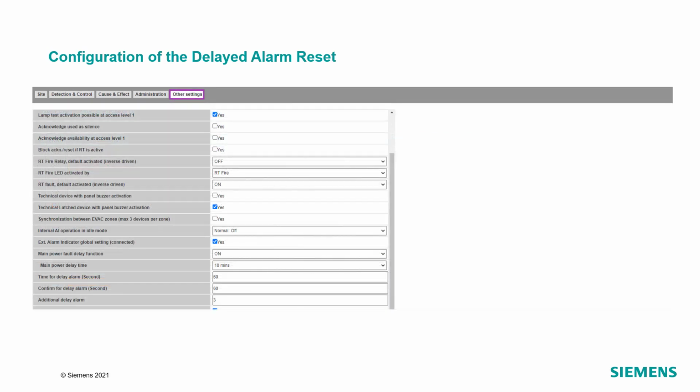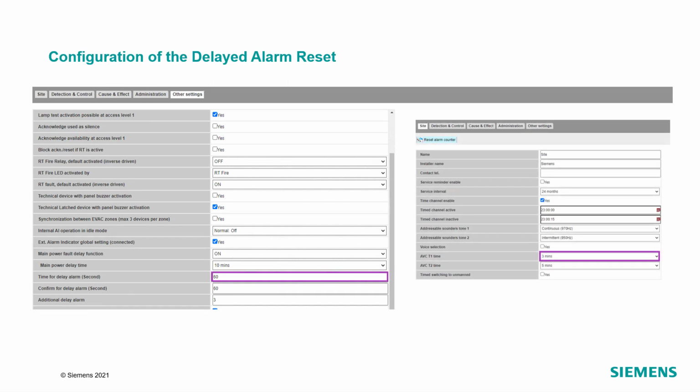If needed, the time for both delays can be changed in the Other Settings tab. The time for delay alarm is the time which will delay the alarm when the local alarm reset button is pressed. The confirm for delay alarm is the time during which the detector must be in normal state. It can also be defined how often the second counter can be initiated to eliminate the root cause.